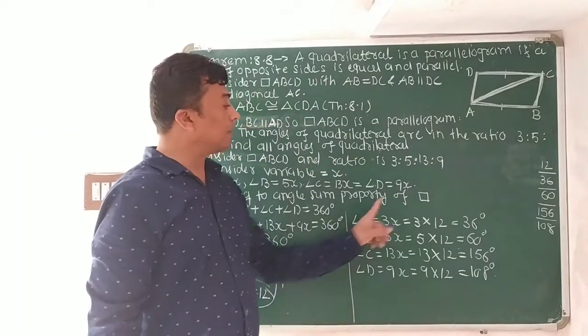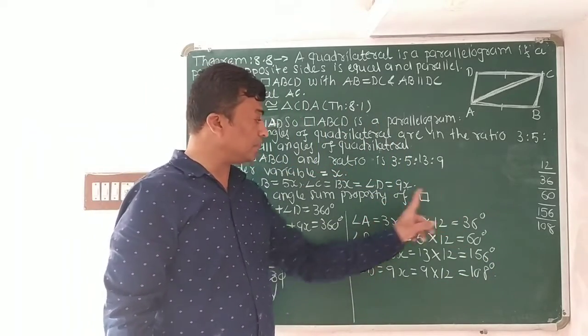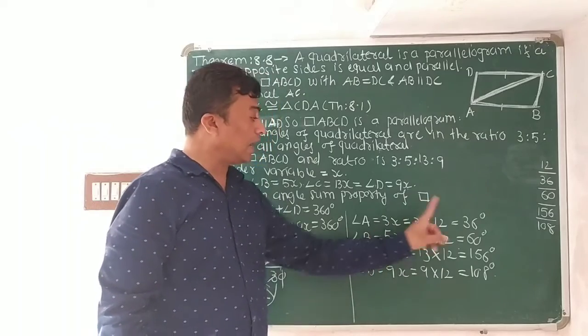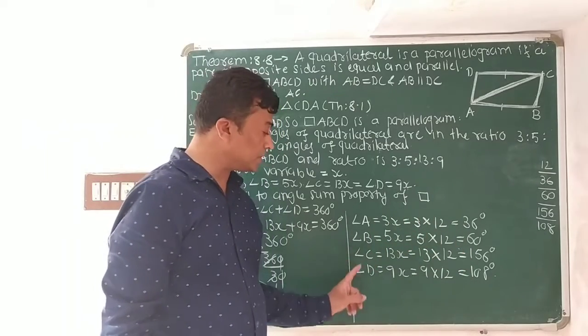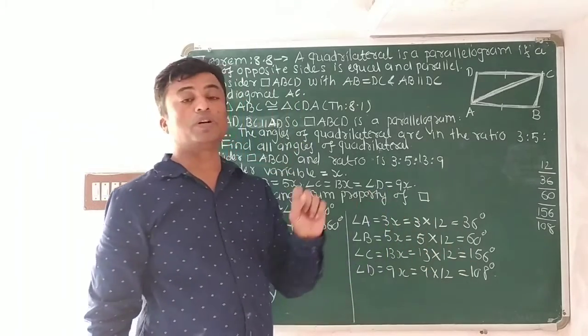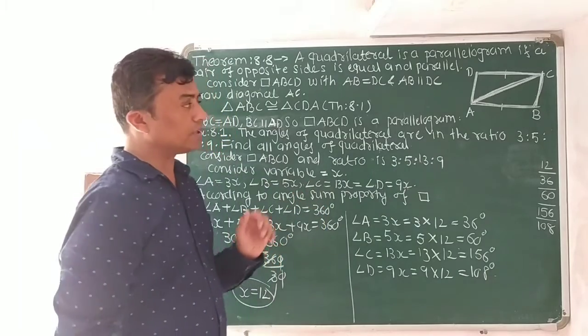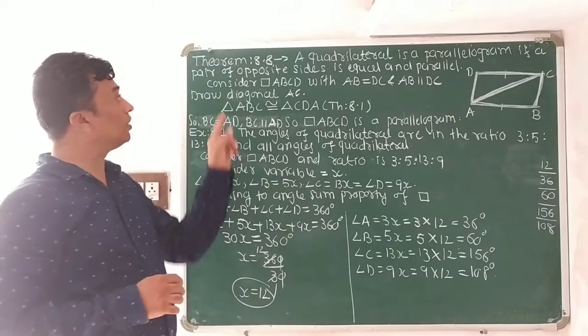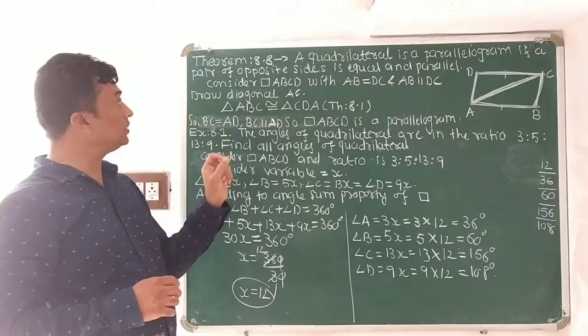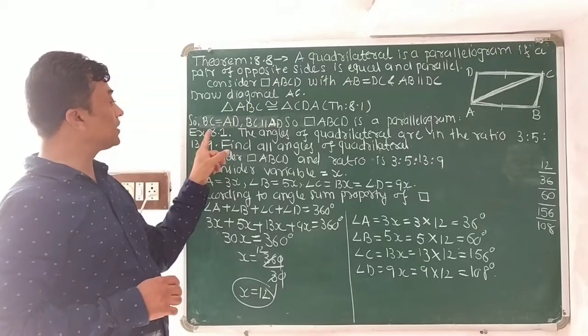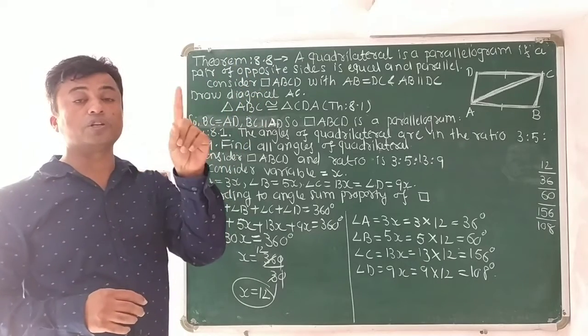Now see children, angle A is equal to 36 degrees, angle B is equal to 60 degrees, angle C is equal to 156 degrees, angle D is equal to 108 degrees. So see children, this is the explanation of theorem 8.8 and exercise 8.1 question number 1.